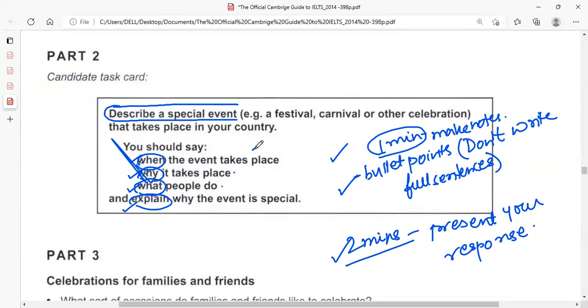Okay. And the basic difference between round 2 and round 1: first of all, you do not get this time in round 1. And secondly, round 2 is more descriptive. You're speaking at length for 2 minutes of your time. Got it? So this is one thing.